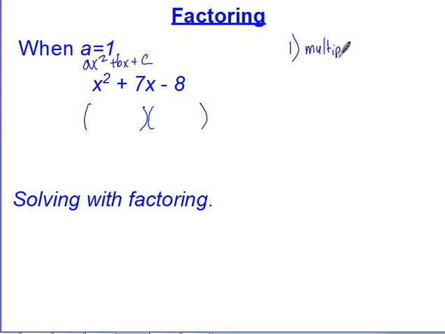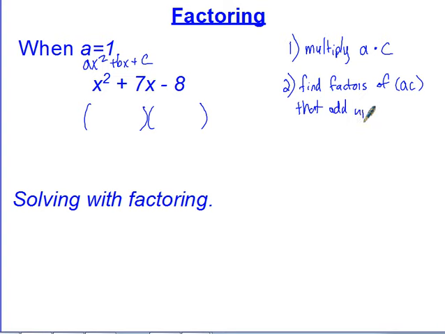Multiply a times c. Now, in this case, it seems kind of dumb to multiply a times c because a is 1. So is that really going to make a difference? No. Is a always 1? No. That's why it's a step. So step 1, multiply a times c. Now, step 2, find factors of a times c that add up to b.